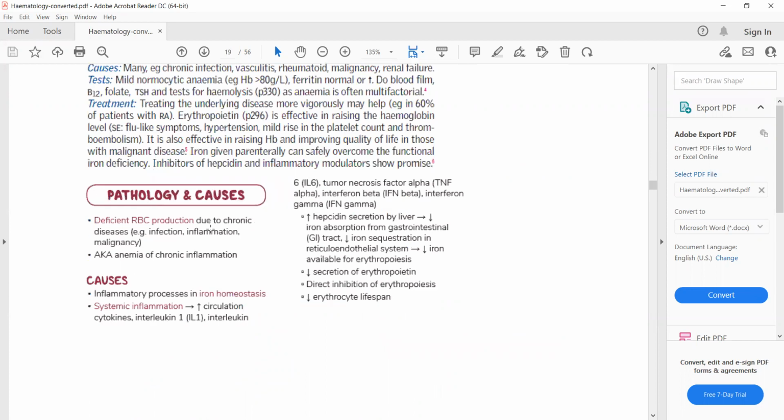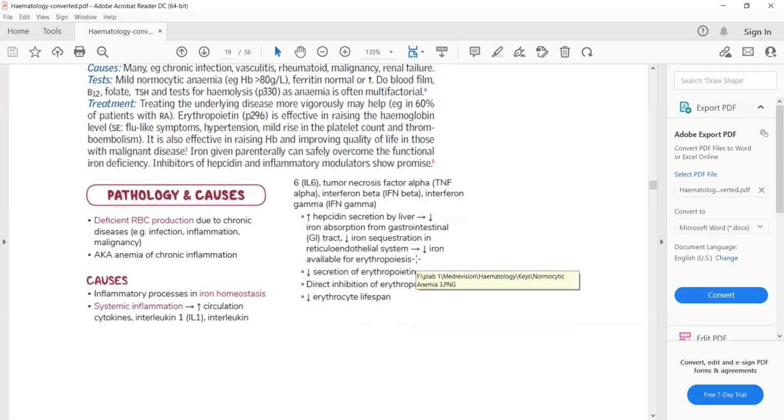So basically, in anemia of chronic disease, you can see systemic inflammation and release of cytokines, interleukins, tumor necrosis factor or interferon, all these chemicals are released. What these chemicals do can lead to 3 or 4 effects: increased hepcidin secretion, decreased secretion of erythropoietin, and decreased iron release from the reticuloendothelial system. Iron becomes unavailable for erythropoiesis.